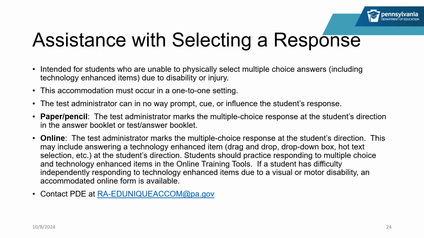As the PSSA and Keystone tests move online and technology enhanced items are added to the test, students may need assistance in completing certain item types. For the online test, a TA may respond to an item at a student's direction if a student's motor or visual disability does not allow them to complete the task. For example, if a student cannot manipulate a drop-down box, the TA opens the drop-down box and the student tells the TA which item to choose.